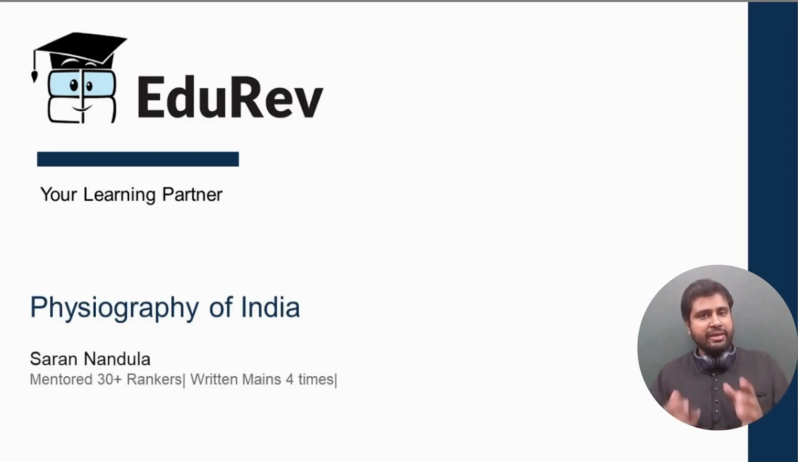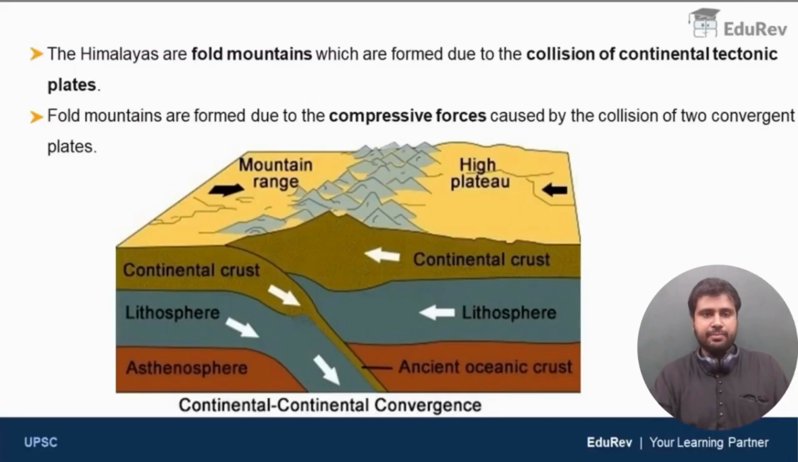So now, in this video, we will discuss how the Himalayas actually formed. So let's just proceed. Now, Himalayas are fold mountains which are formed due to the collision of continental tectonic plates.